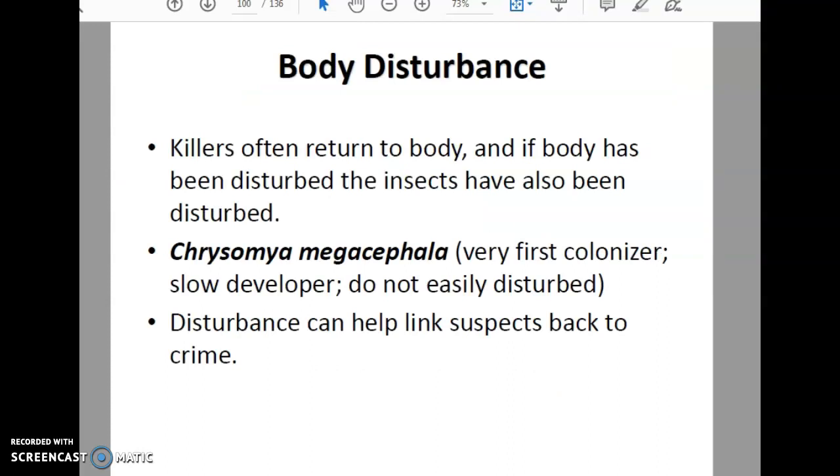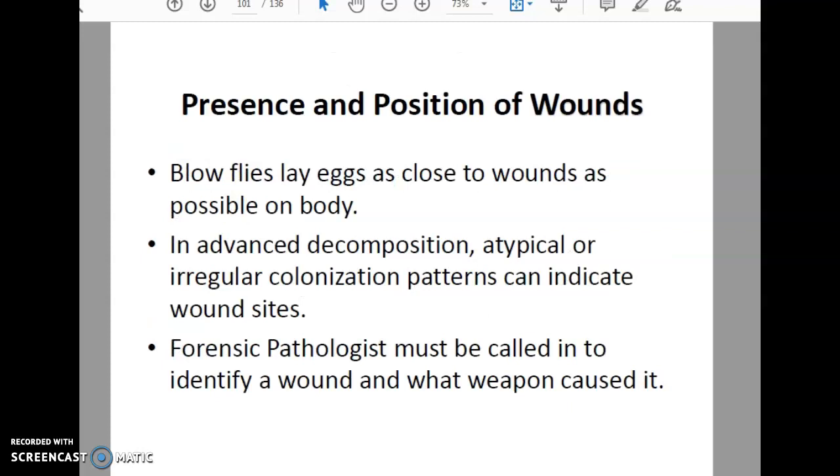Killers oftentimes will return to the body, so if you find disturbance with the insects, you might know that there's been disturbance to the body. Position of wounds and presence: blowflies like to lay their eggs close to wounds. In advanced decomposition, atypical or irregular colonization patterns can indicate wound sites. And a pathologist can come in and identify a wound and what weapon caused it.